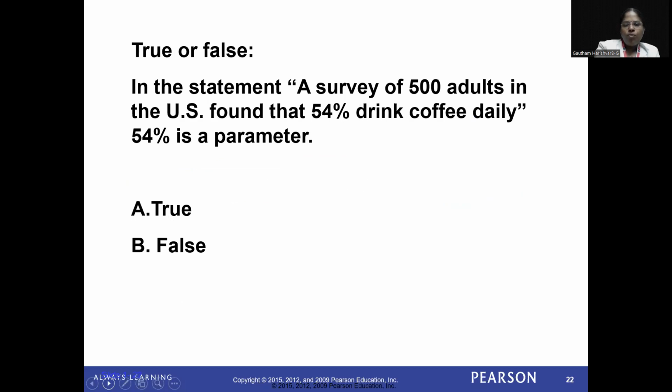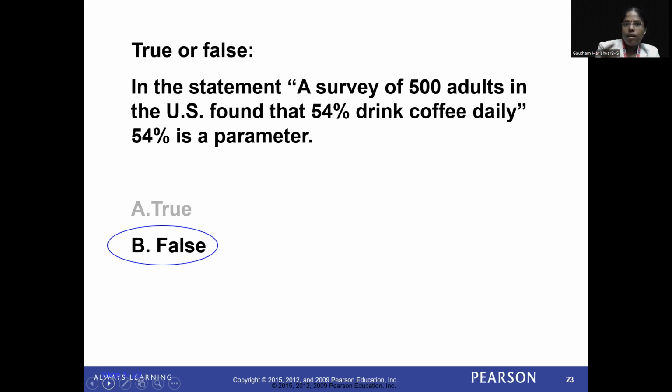Okay. Say true or false. In the statement, a survey of 500 adults in the US found that 54% drink coffee daily, whether this 54% is a parameter. So a parameter is the numerical description of a population. You know already. Whether this 54% is the numerical description of a population or of a sample. So here it has been given that 54% is a parameter. Whether it is true or false, it is false, because this 54% comes from the 500 adults in the US, a survey of 500 adults in the US.